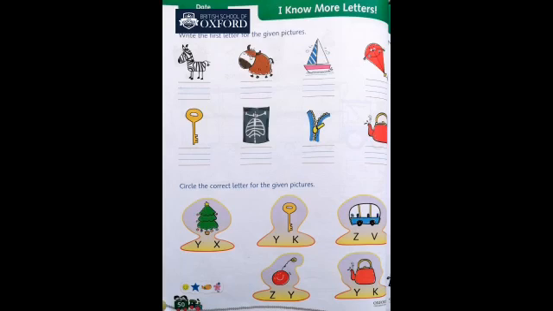Already you have written it. And now it's your assessment. You have to write the first letter of the given pictures. First picture is zebra. So zebra starting letter is Z. So you have to write Z.